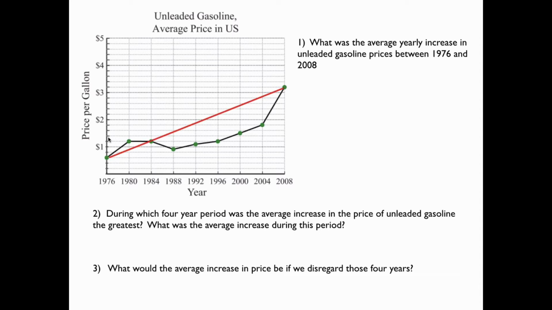Oh, I'm sorry. Let me start. So the question we're trying to answer is how do we get from this point to this point right over here? So you can imagine a straight line passing through these 2 points, and we want to find that slope. So we start with the first point in 1976. The price was 60 cents. In 2008, the price was $3.20.